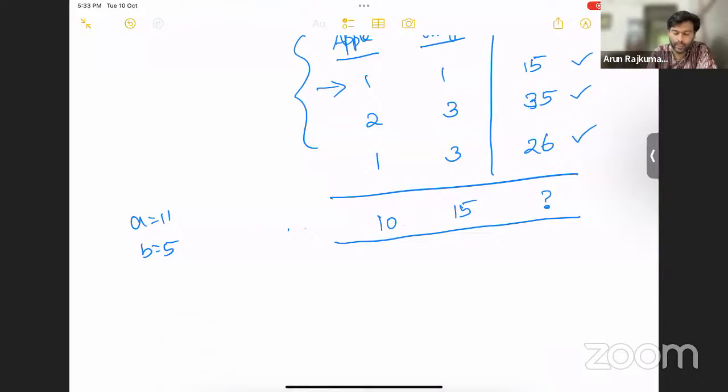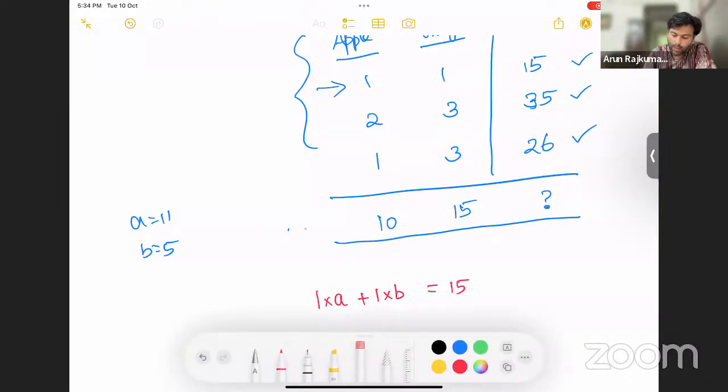So here is what I am trying to say. On the first day, I had one apple and one orange. I want to fix some price for apple and orange. In an ideal world, this will be exactly equal to 15. Now it may or may not be exactly equal to 15 for the choice of A and B that I make. So I want to measure how bad my choice of A and B is. With respect to this 15, I'm going to measure it as follows.